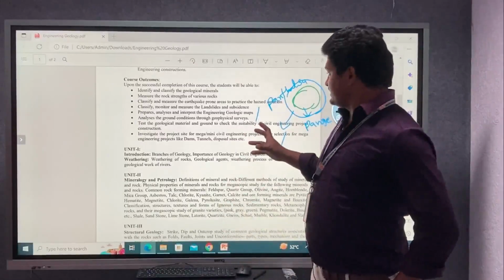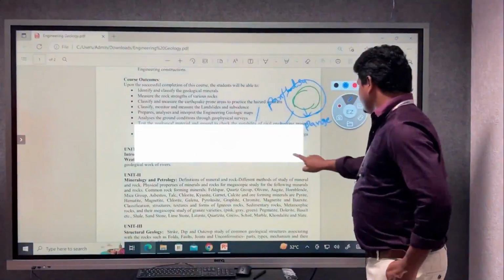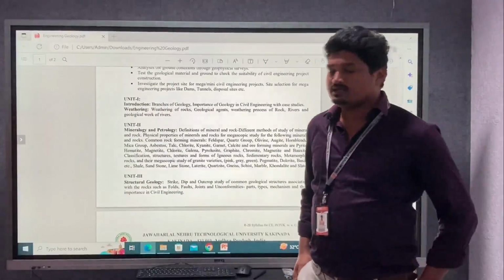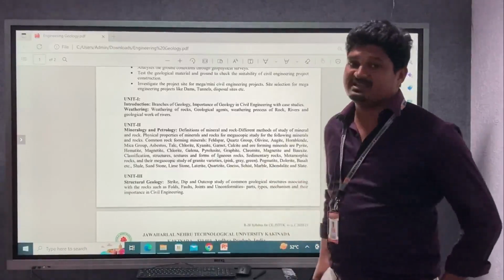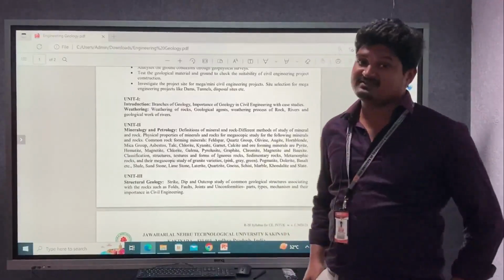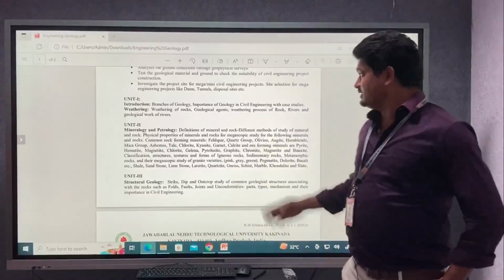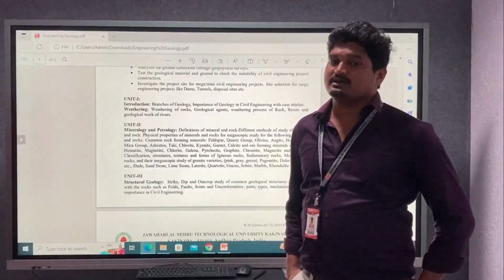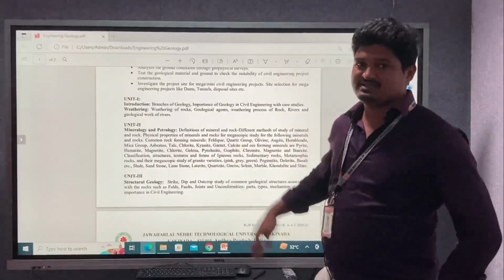While coming to the subject, in unit 1 they will be able to know the different branches of geology, its importance in civil engineering constructions, and the different types of weathering materials. Now coming to the branches of geology. Geo means earth, logy means science. So geology is a branch of science.